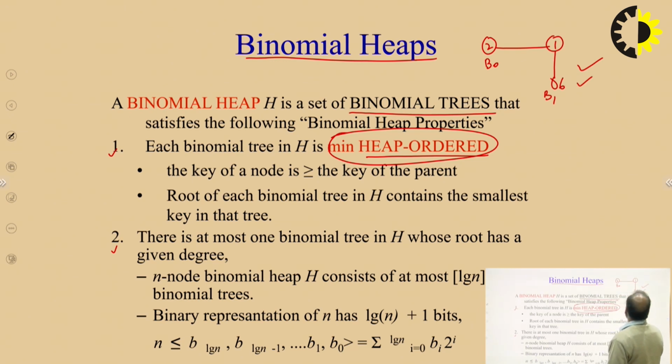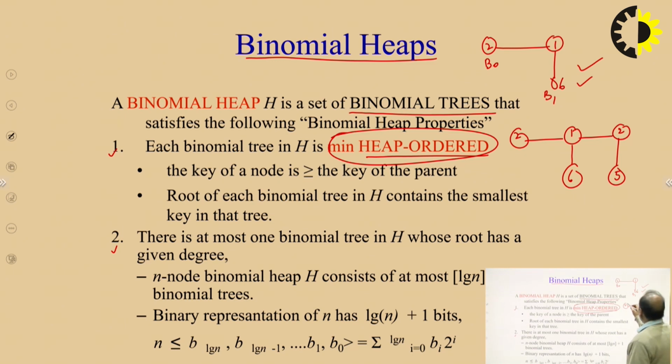It is true. But if you talk about 1 and 6 and then 2 and 5, this is not a binomial heap. Clear? Because this is B0, but this is B1 and this is B1. So we cannot have more than one B1. This is violating the property of the binomial heap.